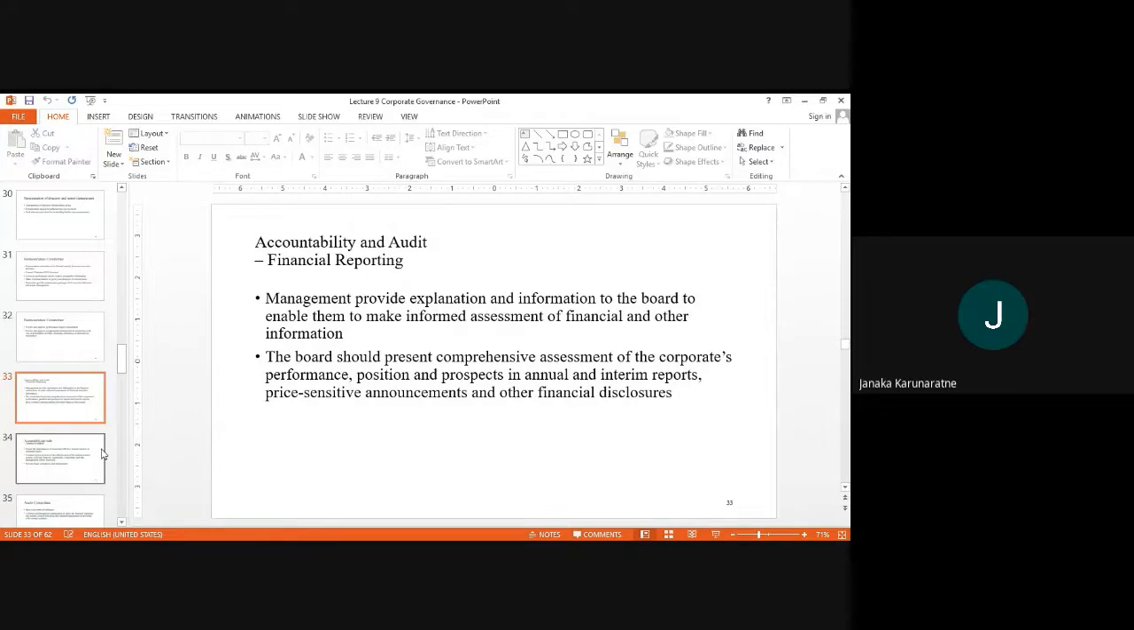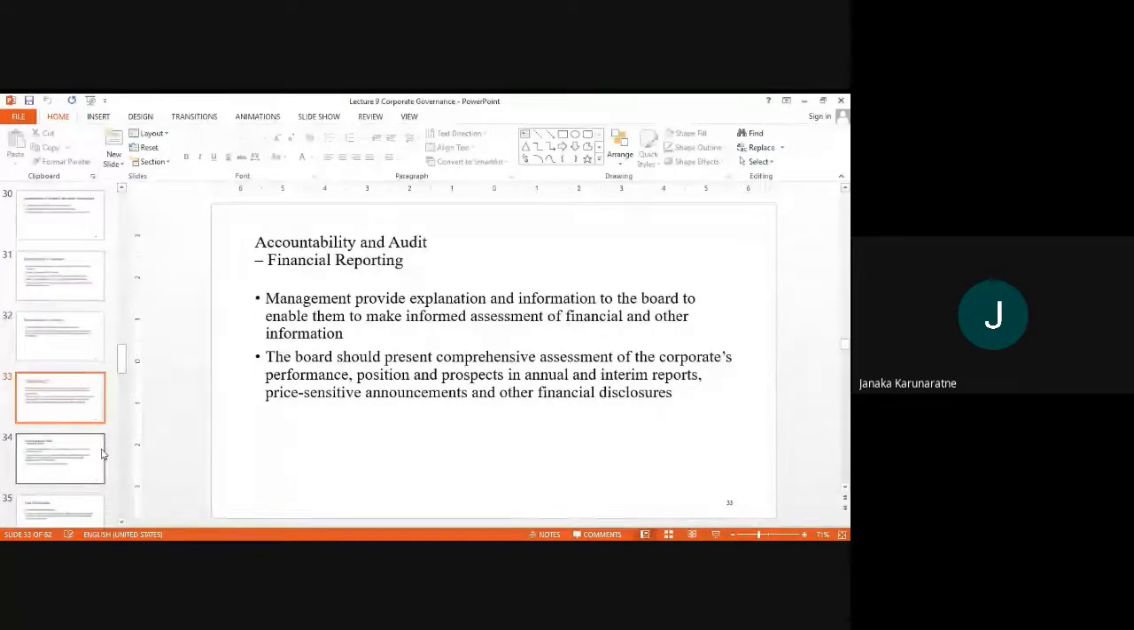No questions? Okay. Now, as I said at the beginning, what are the key elements of a governance framework? Transparency, accountability, many components. So accountability and audit. Financial reporting also plays a greater role. If you look at the examples we discussed, one of the critical causes of failures was accounting fraud, accounting gimmicks, which I have highlighted in certain cases. So in that context, financial reporting plays a greater role. Management provides explanation and information to the board to enable them to make an informed assessment of financial and other information.